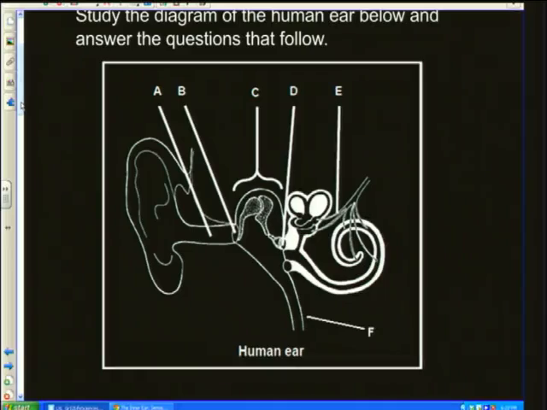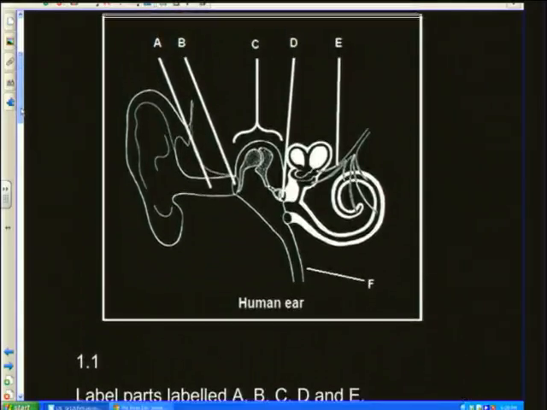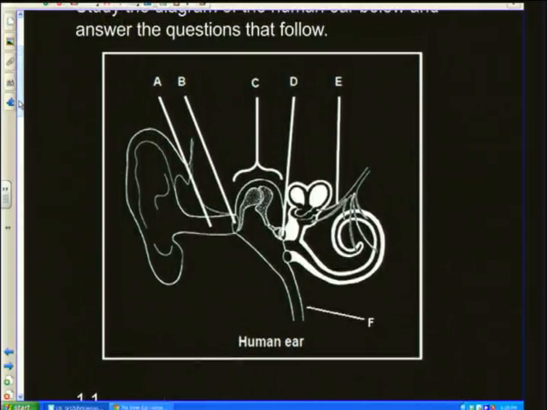Over to you. Study the diagram of the human ear and answer the questions that follow. So they're giving you that. Label parts A, B, C, D, and E. Okay, so we're going to label it on the diagram and then we'll open to see whether we're correct or not. That one there is the auditory canal.